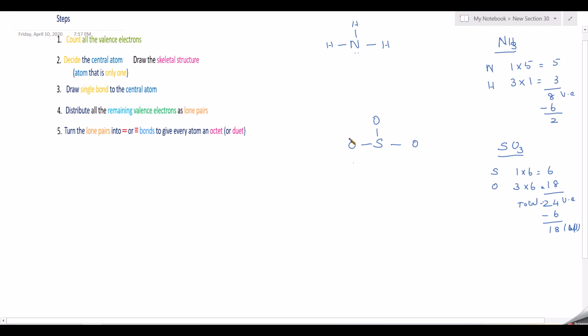Fourth point, you have to distribute these 18 remaining electrons as lone pairs. So you can draw like this: 1, 2, then 3, 4, then 5, 6, 7, 8, 9, 10, 11, 12. Then here 13, 14, 15, 16, 17, 18. So totally 18 electrons we have distributed as lone pairs on oxygen.